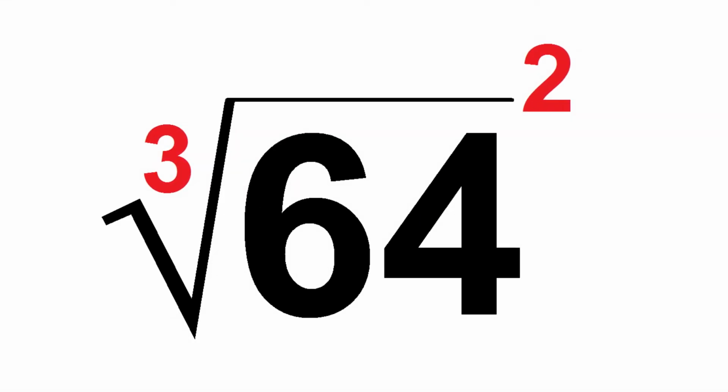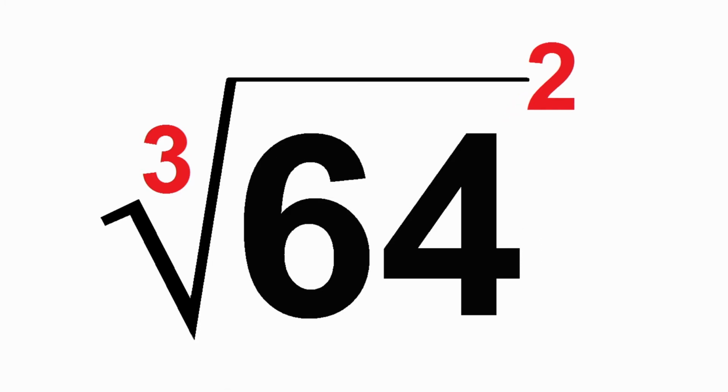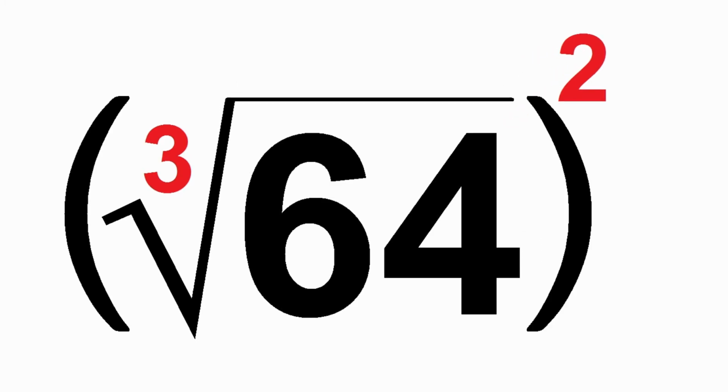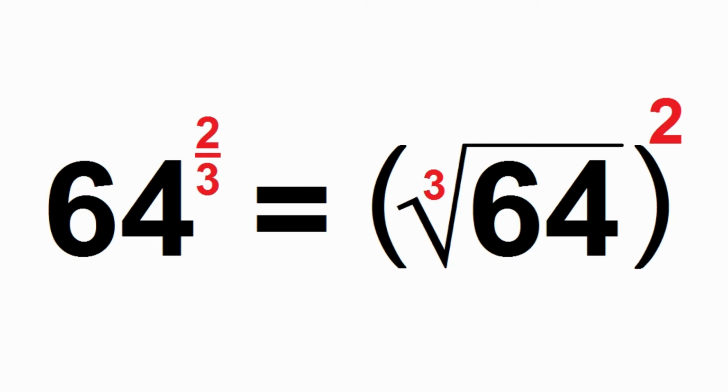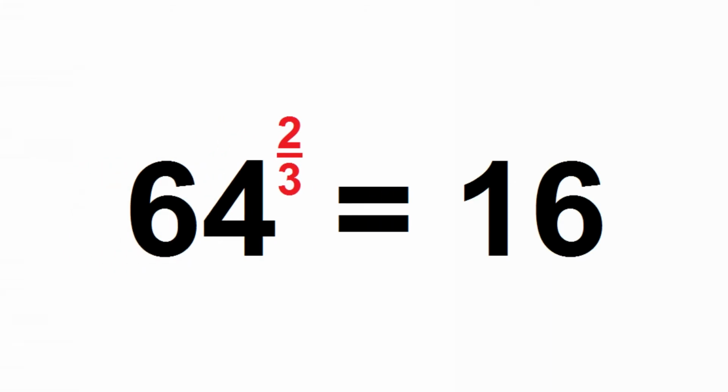How about 64 to the power of 2/3? Well, following the rule, we would get the cube root of 64 squared. Now remember, we could square the number 64 first and then calculate the cube root, but like I said, I'd like to deal with smaller numbers if possible, so I'm going to cube root it first before I square it. The cube root of 64 is 4, and 4 squared is 16. So 64 to the power of 2/3 is 16.